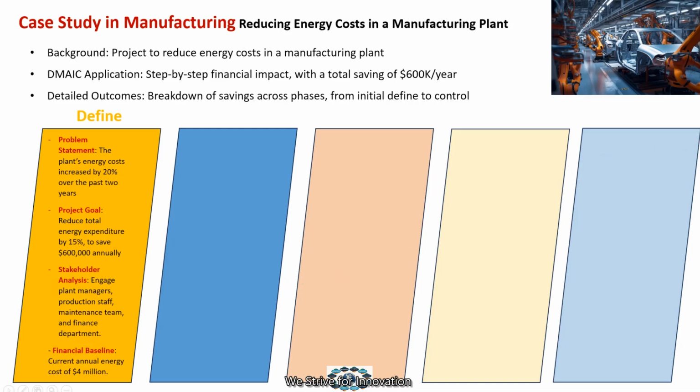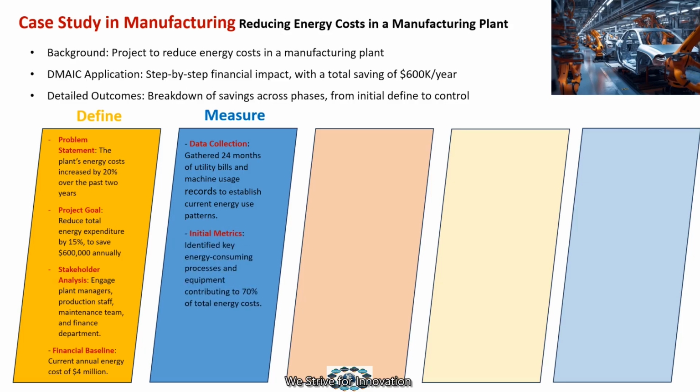Now, what's going to happen? We're going to move to the measure phase. Okay, the measure phase, that's a phase of data collection. You will gather 24 months of utility bills and machine usage records to establish a current energy use pattern. Then what will be your initial metrics? You will identify key energy consumption processes and equipment that contributed to 70% of total energy cost.